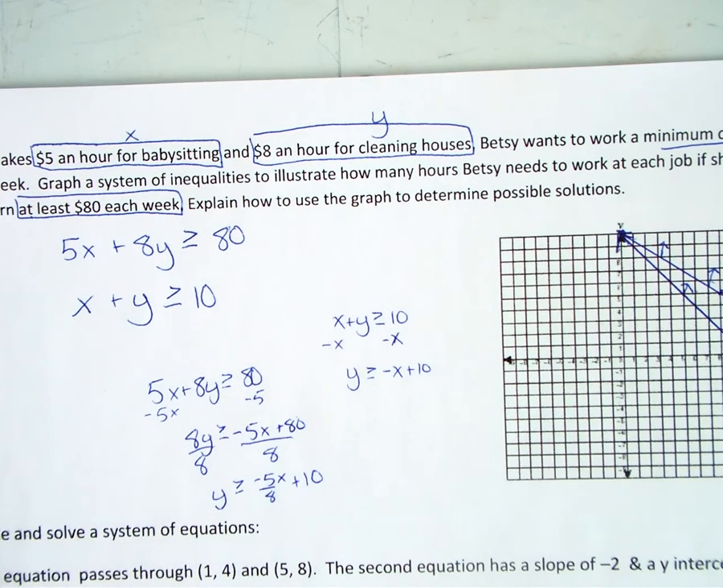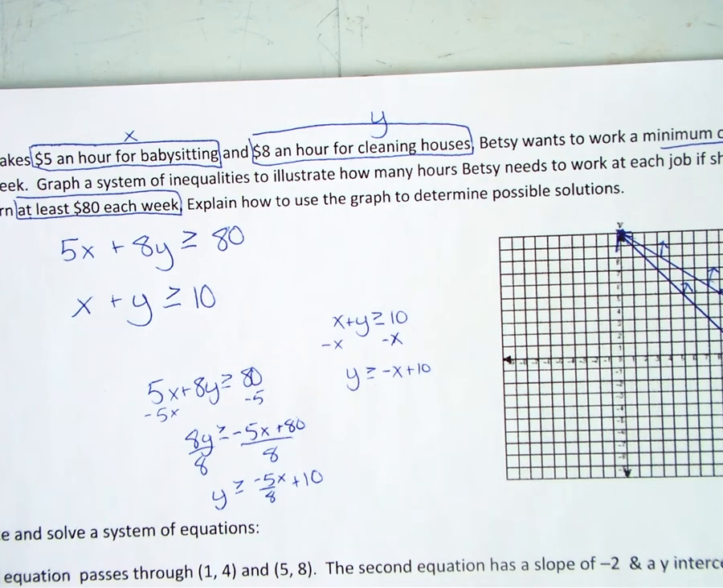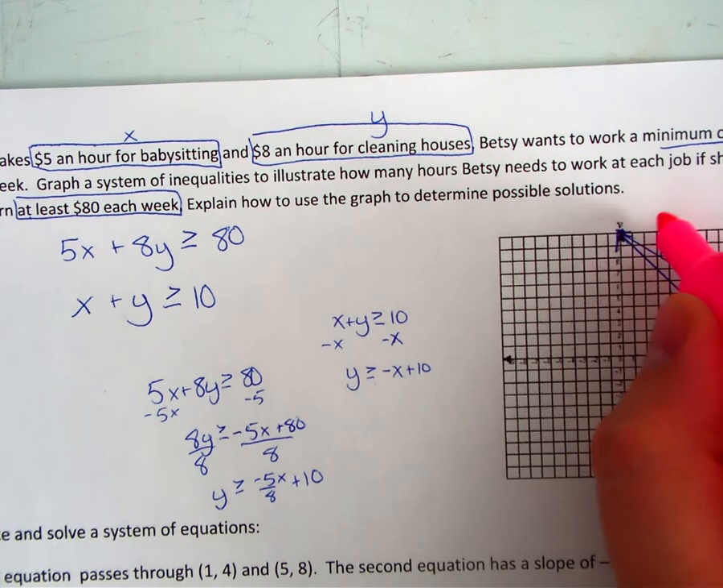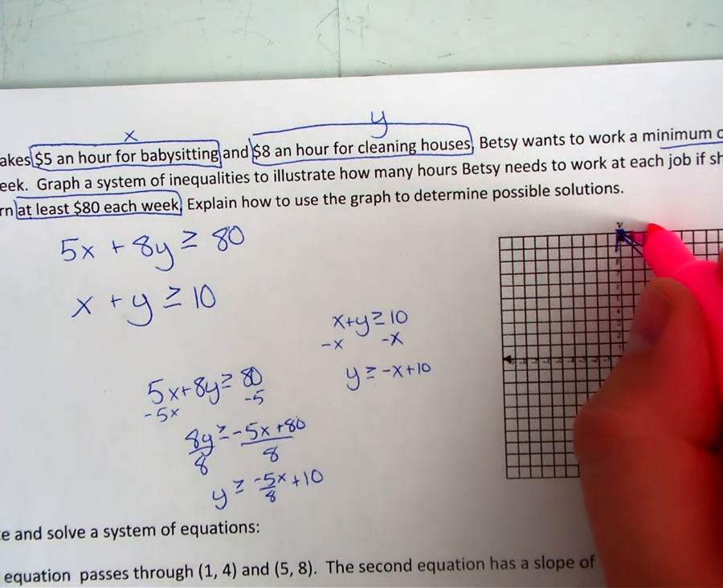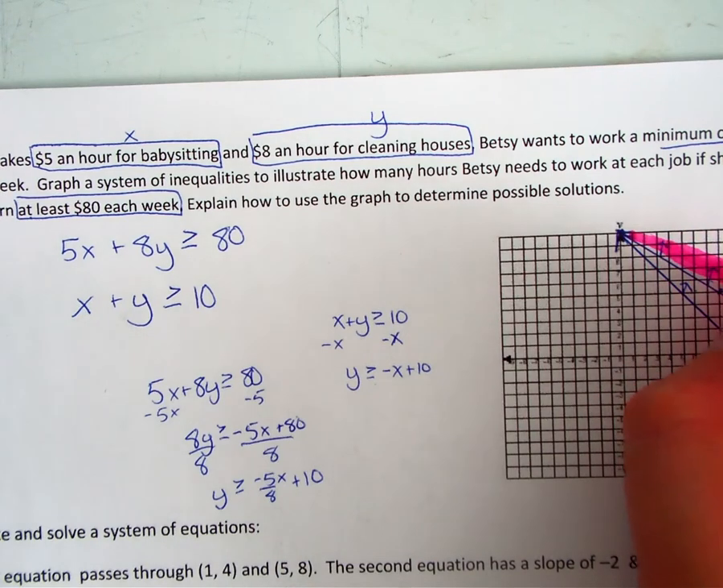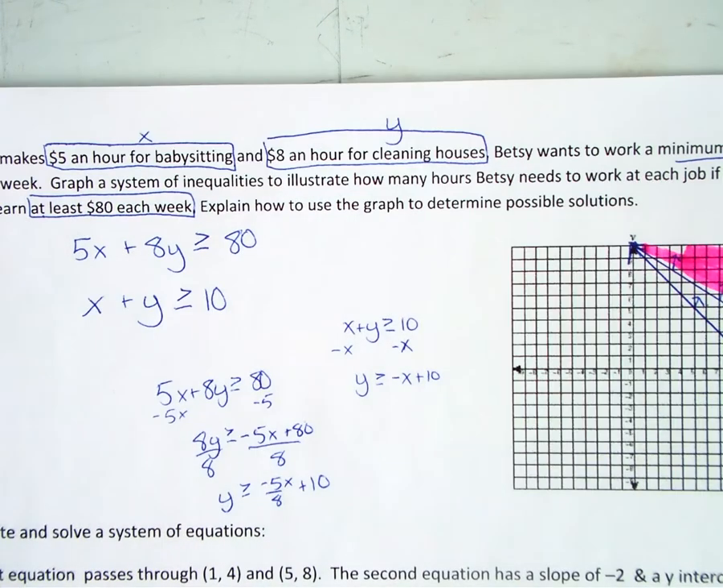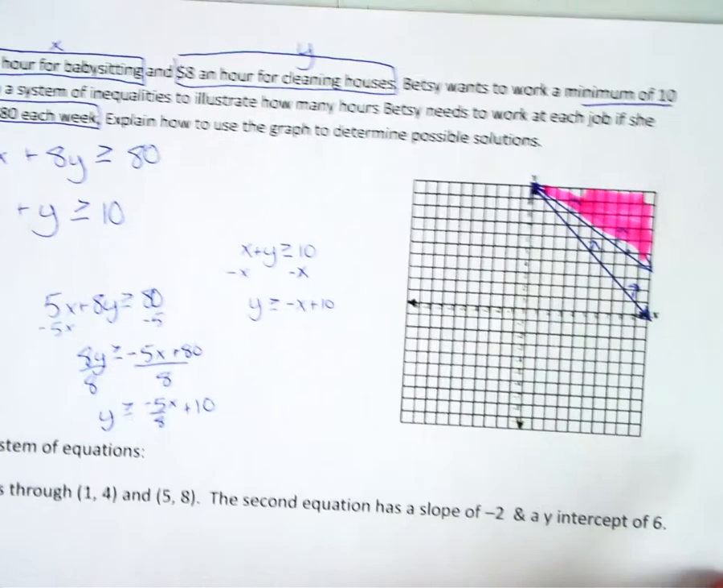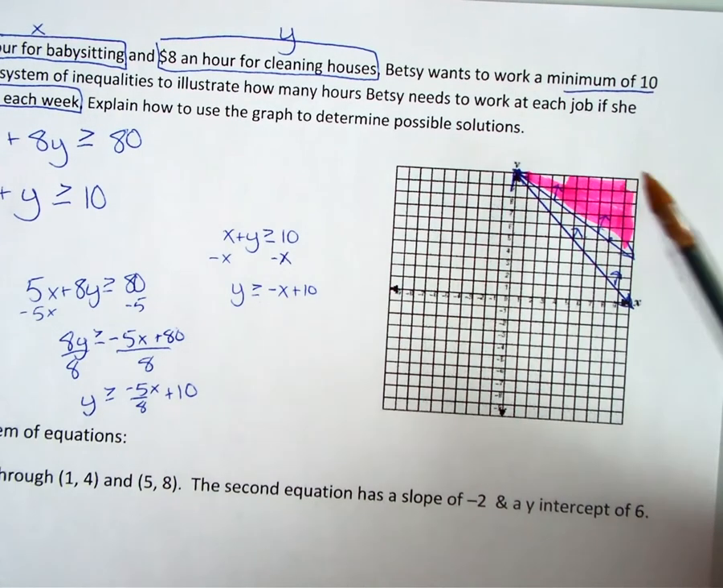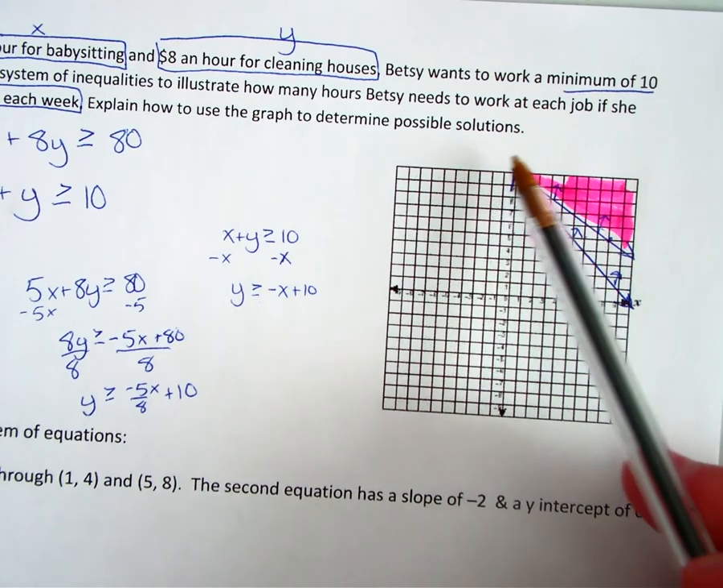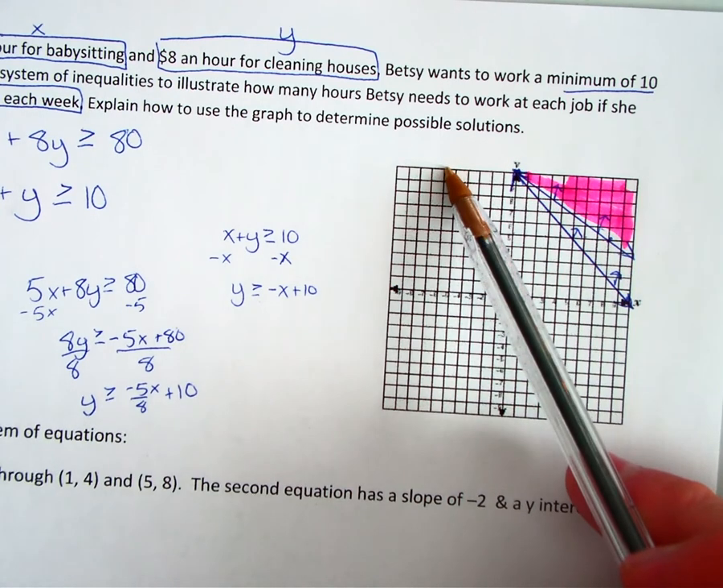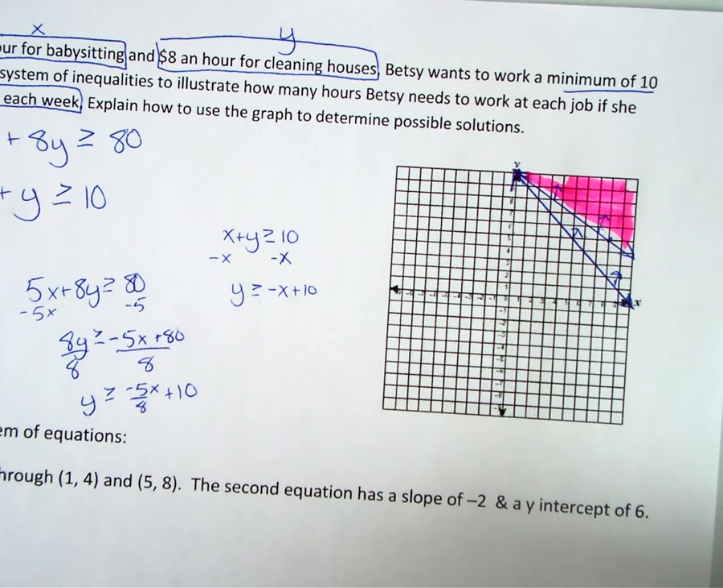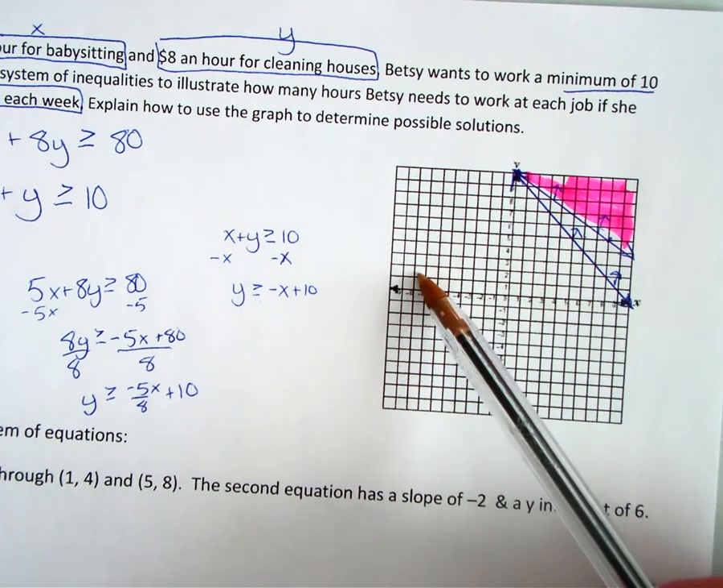Now notice the only spots where I'm going to have solutions that are above the lines are if they are above both lines. So that would be this entire area up here. Now, a couple of things we want to focus on this graph. We want to focus on the fact that you cannot have negative time. So we're not going to have any negative x values.